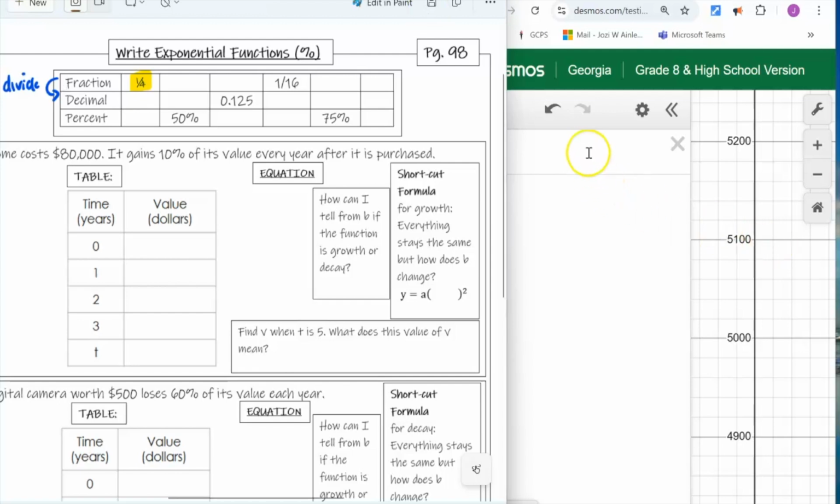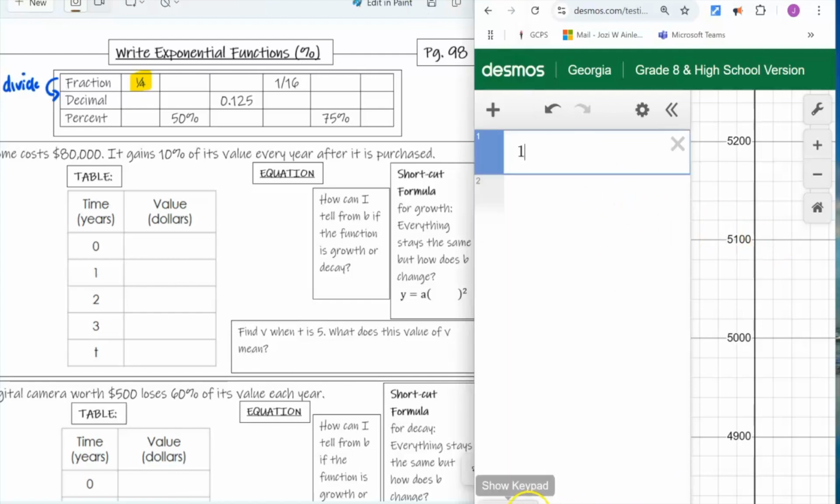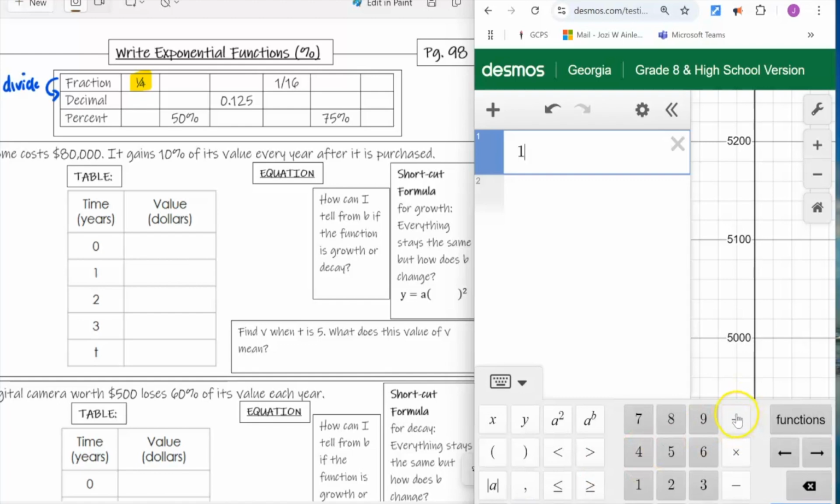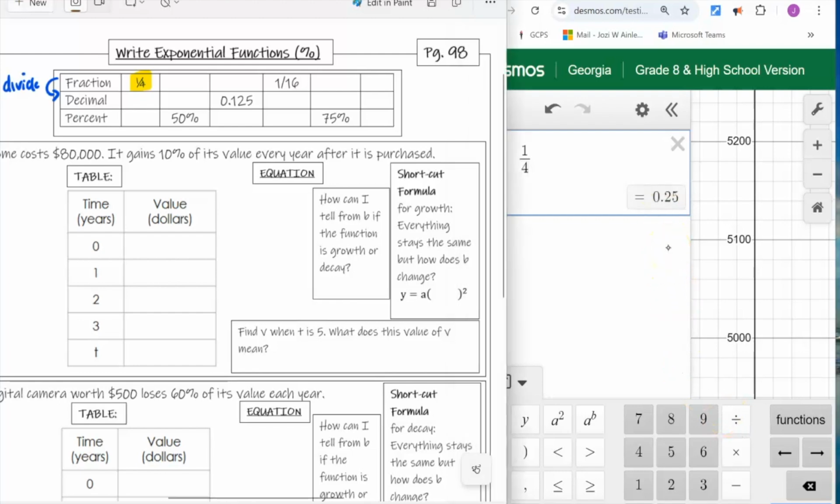So what does that look like? We do 1. Again, you see divide has a number on the top and a number on the bottom. That's how you remember that. 1 divided by 4 is 0.25. So this decimal is 0.25.